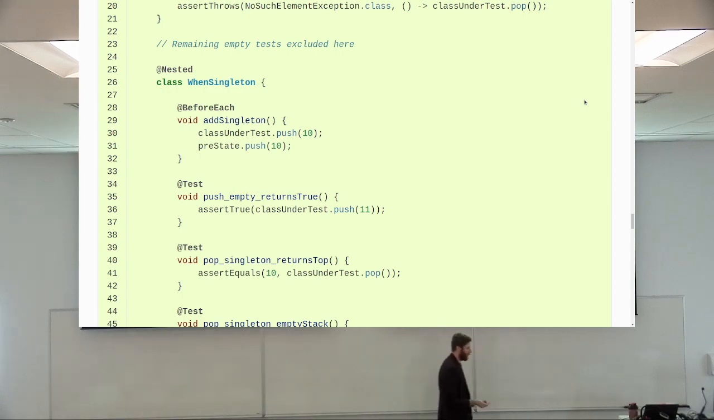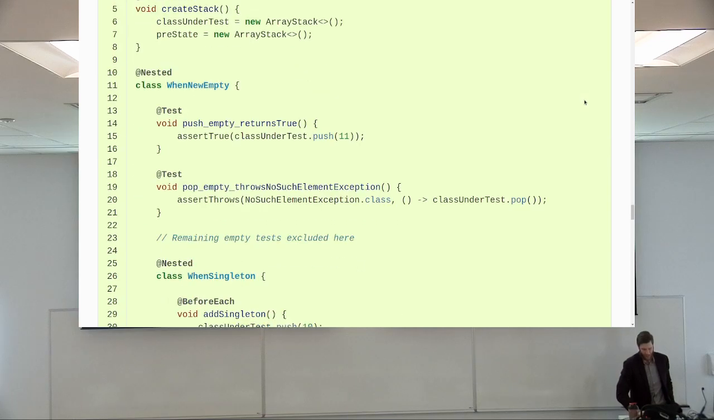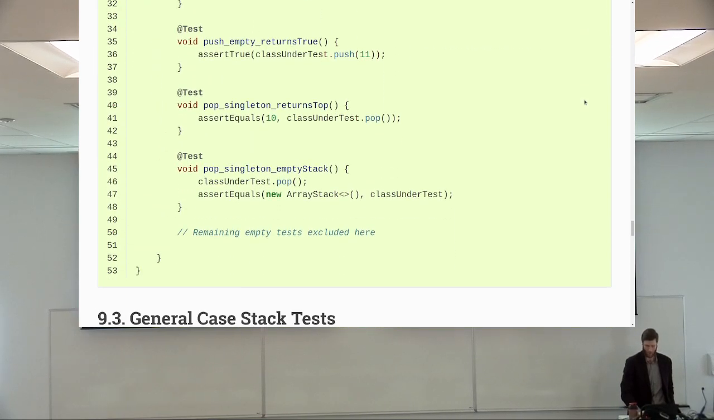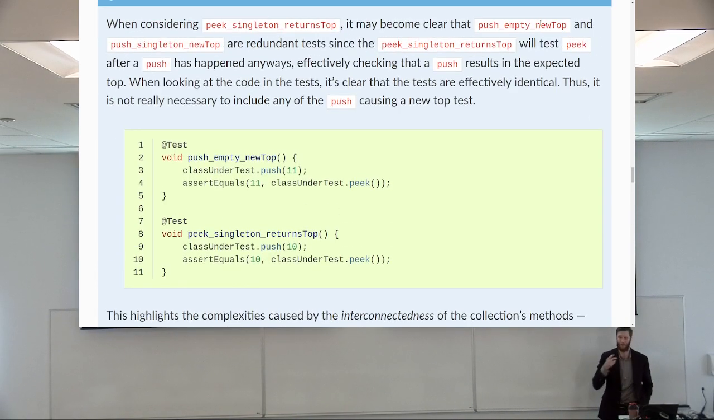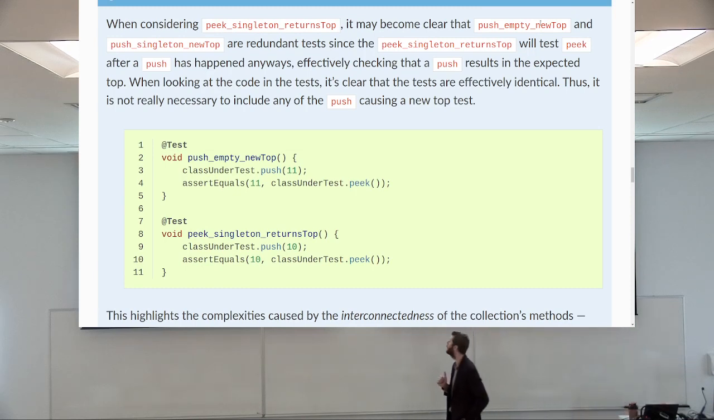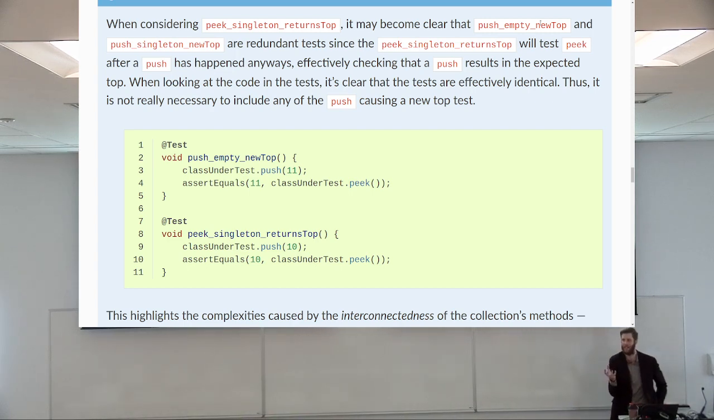Now, I didn't need to get rid of it, but the reason I removed it is because if you were to go down to the singleton one, well, it's not there. If you looked at the peek one, which I've got right here, push, empty, new top, and this would be the singleton, peek, singleton, returns top. And look at the test code. With the exception of the value, it's the same. I am effectively testing the push new top in the singleton tests. So if I included it, it would be a redundant test. So that's why it was eliminated, because it's going to get implicitly tested when testing peek.